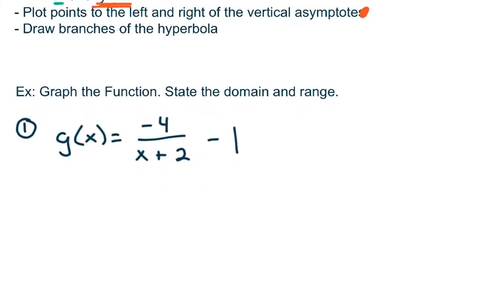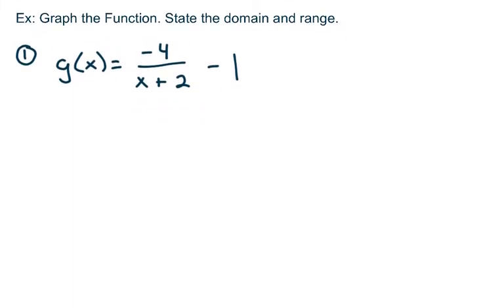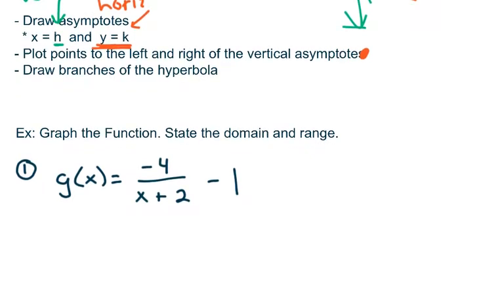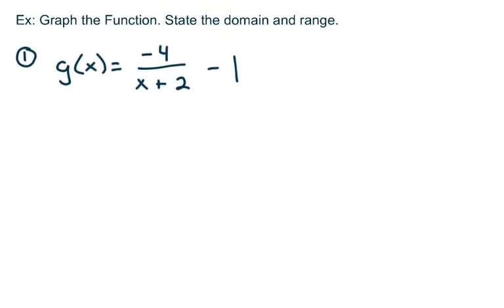Graph the function, state the domain, and the range. So g of x is equal to -4 over x plus 2, and then minus 1. So let's figure out where our asymptotes are. We have two of them. We have a vertical asymptote, and we are going to have a horizontal asymptote.